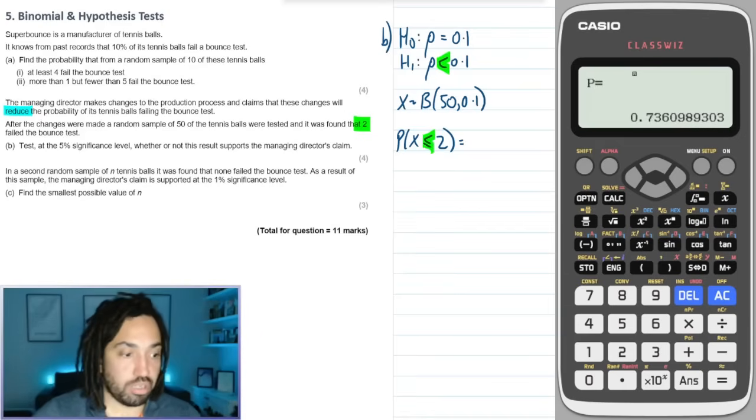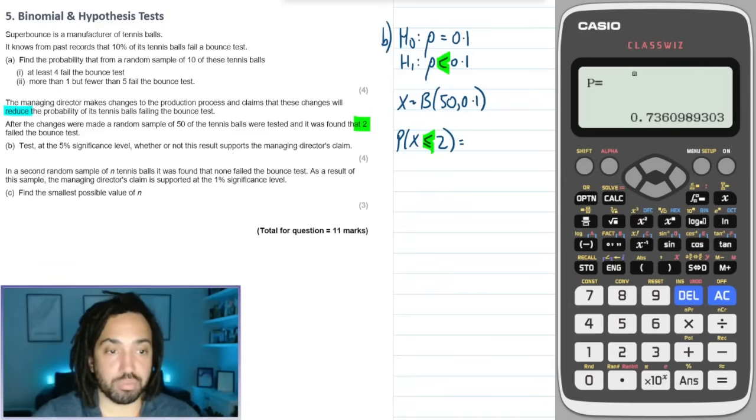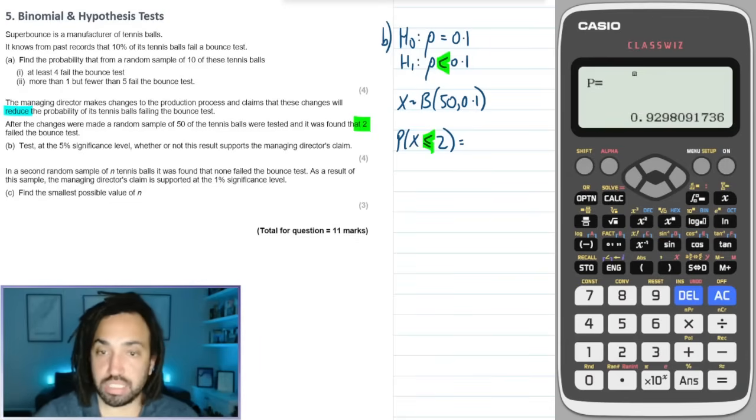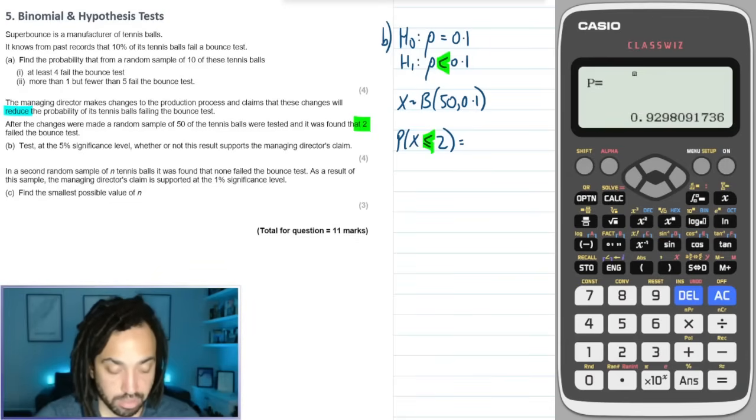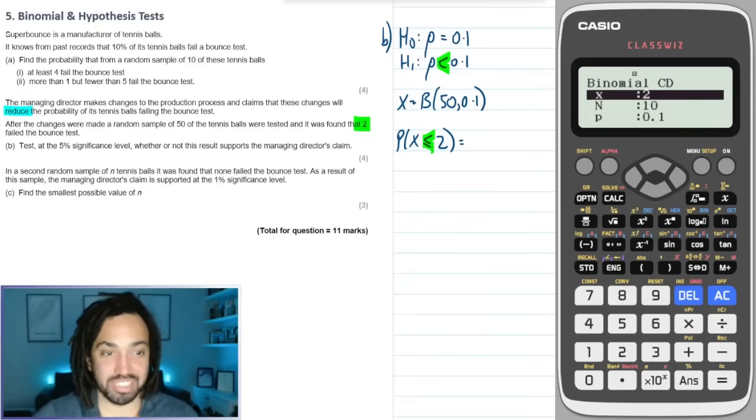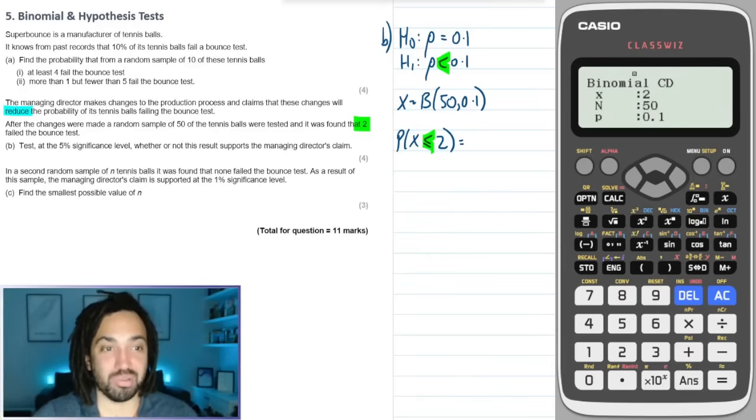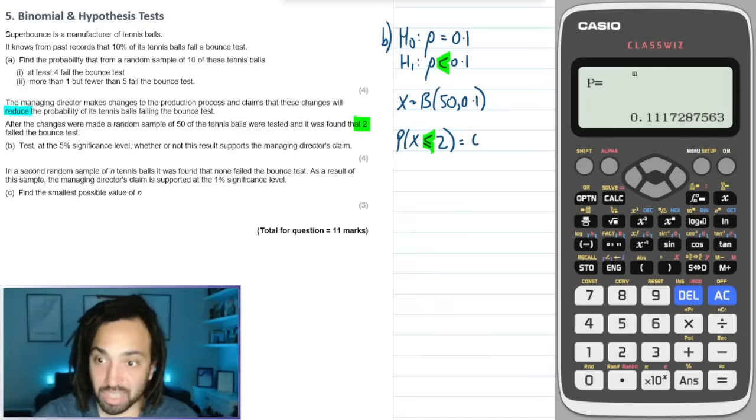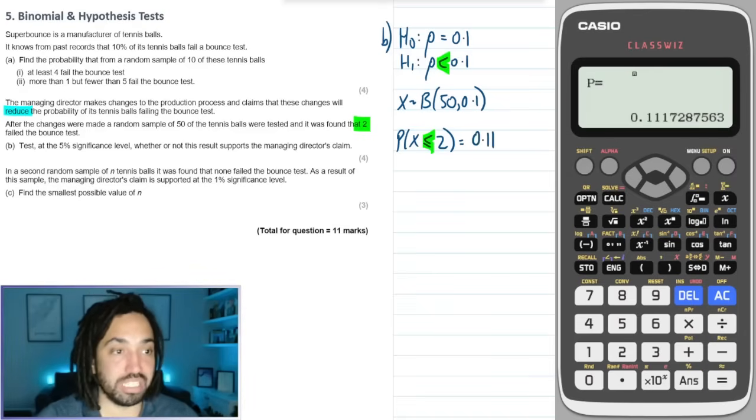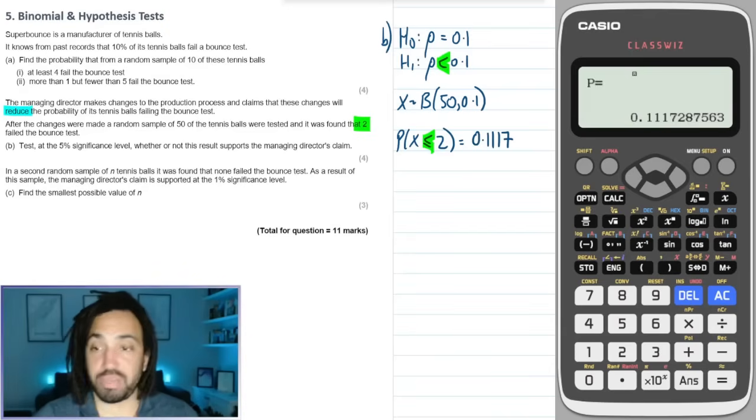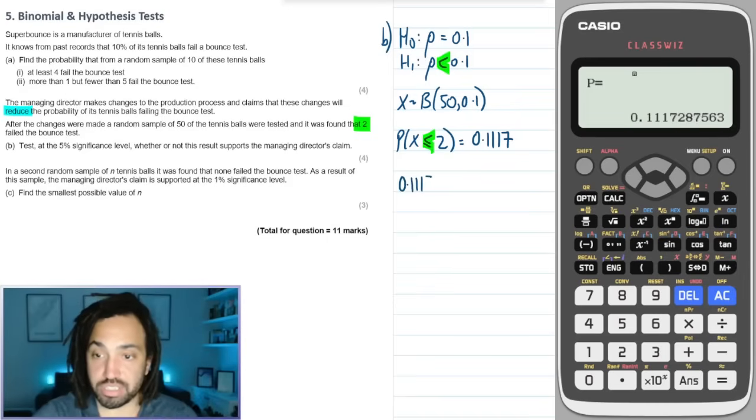Okay, so we need to go to our calculator, and we need to go to 2, like that. Perfect, and that is... that's wrong. That is huge. That is wrong because I've used the old sample size. This is a different sample of 50, and that is more like it, a lower probability, which gives me this. And then we need to compare that to our significance level. Well, this is much bigger than our significance level.